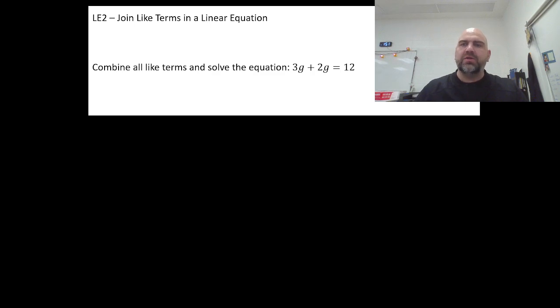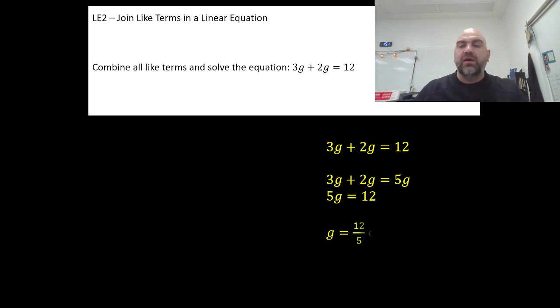All right, let's try another one. Pause the video. Come back when you have your answer. Okay, let's take a look at the answer here. We have 3g and 2g, which again, we can combine to become 5g. When we do this, we're going to get 5g is equal to 12. We're going to divide both sides by 5.